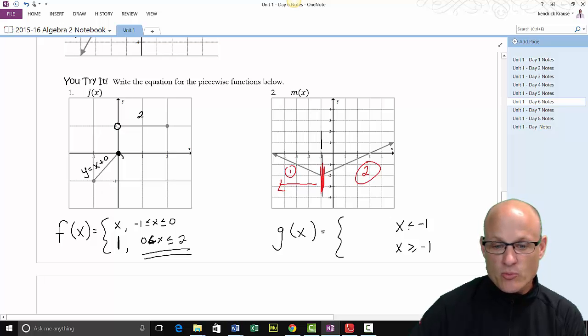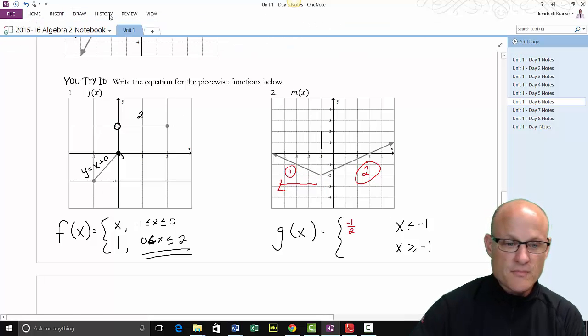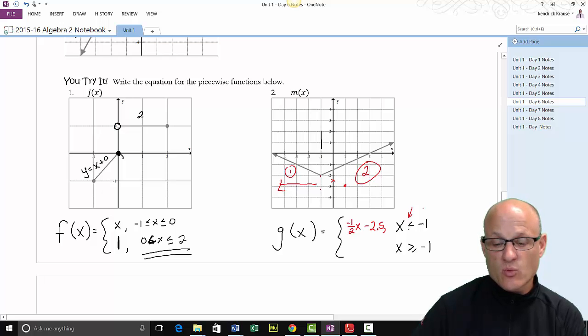Let's see. Slope down 1 over 2. That's negative a half. Now the y-intercept is going to be kind of tricky here. Let me see if I can figure out this y-intercept. We're going down 1 over 2. So the y-intercept, it's going to cross right there, and that's negative 2.5. So it's negative 1/2 x, that's the slope with x, minus 2.5. But we're only going to use that as long as x is less than negative 1.